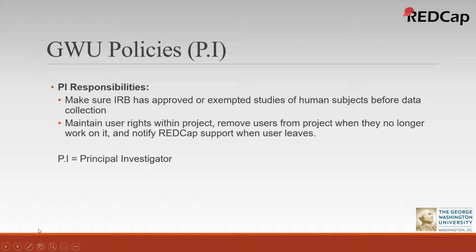For GW policies, the PI is responsible for making sure that the IRB has approved or exempted studies of human subjects before the data collection. And they also have to maintain the user rights within the project, which we will go over in the walkthrough, and remove users from a project when they are no longer working on it. And notify the REDCap support team when a user leaves, so we may remove that user from our database also.